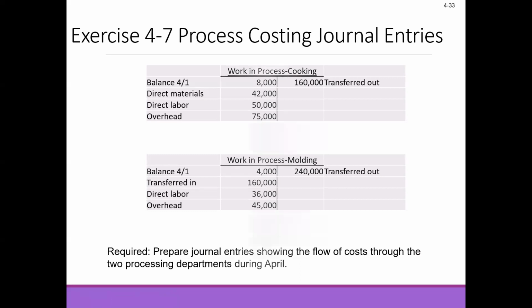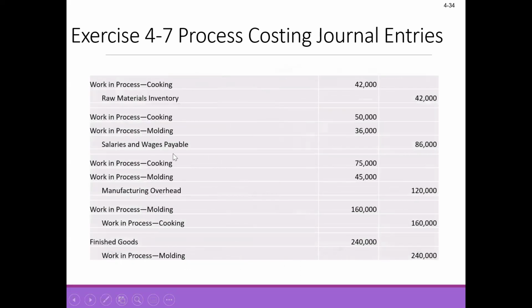Okay. So we're going to show our labor in the two departments. We're going to show our manufacturing overhead in the two departments. Then we'll also show the transfer from the cooking department to the molding department. And then we'll show the transfer from the molding department to finished goods. The one thing to note here, no direct materials got brought into the molding department. Just the direct labor and the manufacturing overhead. Okay, with this problem.